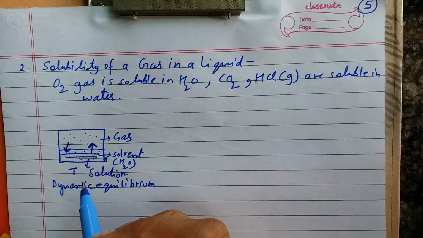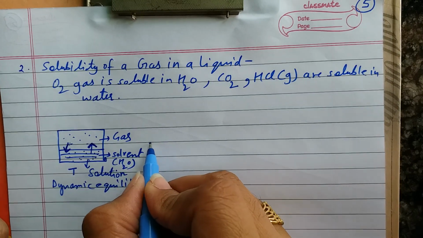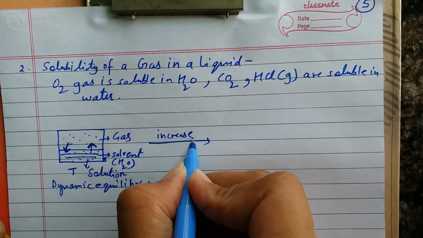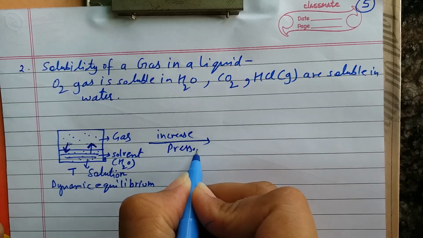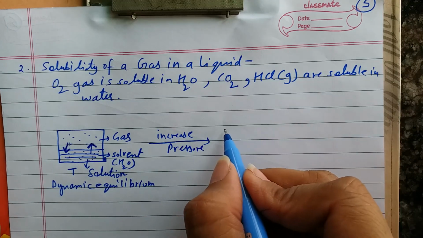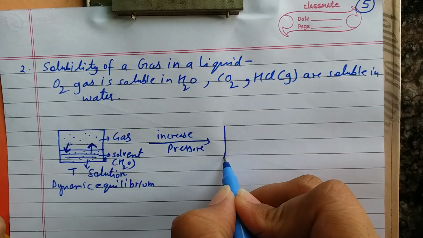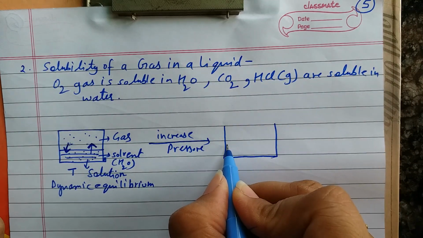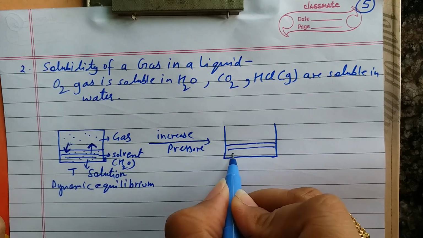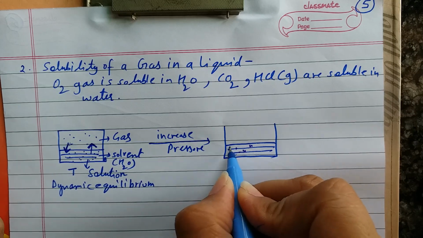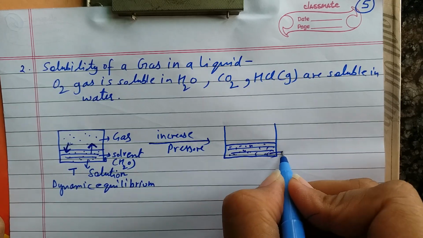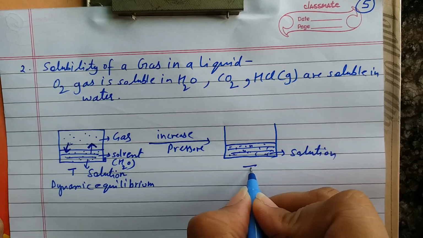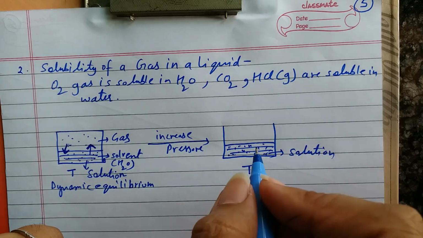Okay, now we make some change here. And what is that change? We are going to increase the pressure on this system. The system was earlier something like this. This was the level of the solution, and the solution had the gas particles dissolved in it. So this is the solution. We are still keeping the temperature constant, but what we have done is we have increased the pressure.